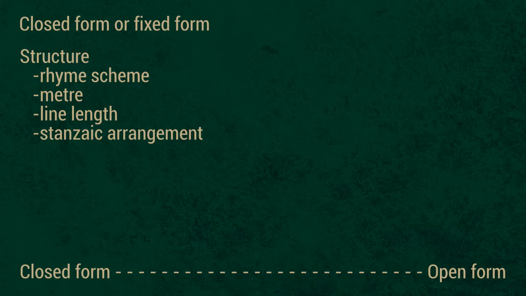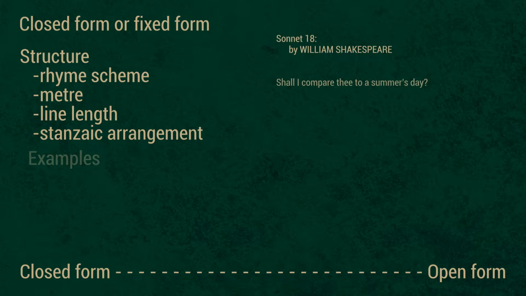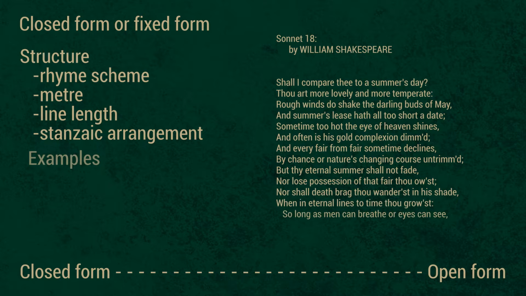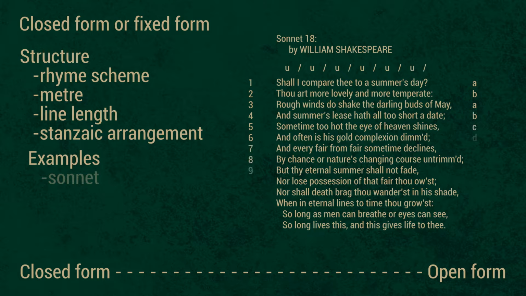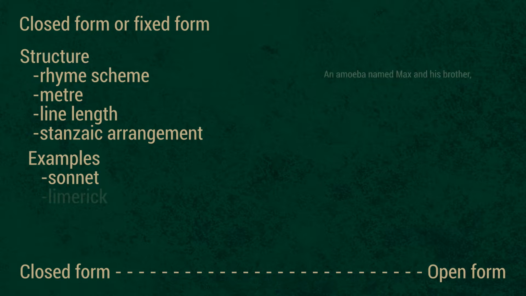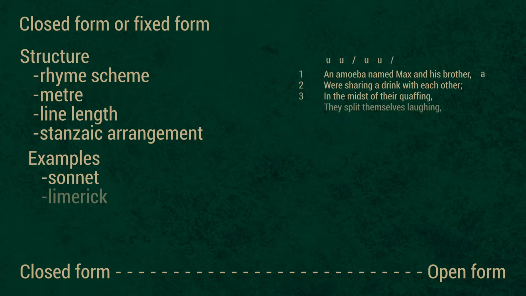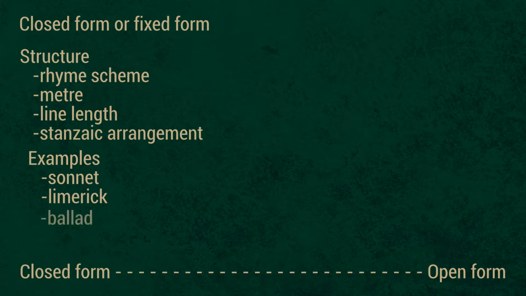In the English language, we have a few forms that are fixed or closed. A sonnet is a closed form type of poem. It always has 14 iambic pentameter lines and a rhyme scheme, one of a few predetermined ones. A limerick has 5 anapestic trimeter lines and an AABBA rhyme scheme. And there are other kinds of fixed forms, like the ballad and the villanelle. The structures are what they are and they don't change. So that's the closed end.